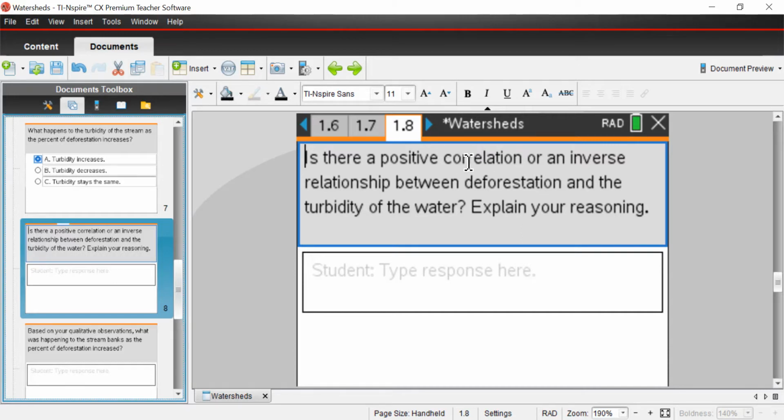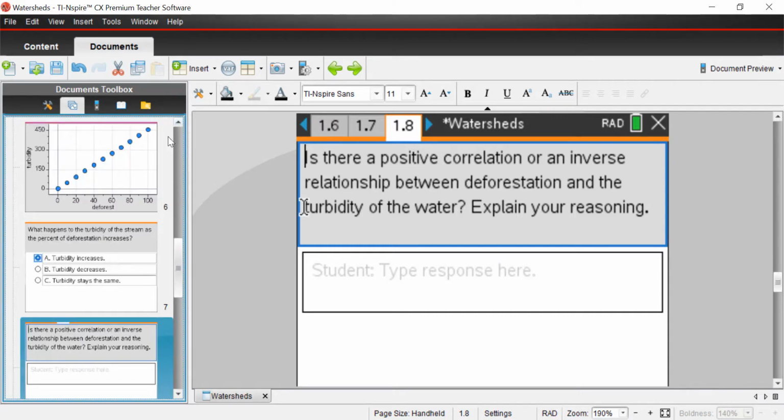That's different than an inverse relationship. An inverse relationship means that as one thing increases, the other thing decreases, or vice versa. Okay, so we're trying to see, is there a positive correlation between the percent of deforestation and the turbidity of water? And so let's go back to the graph and take a peek.